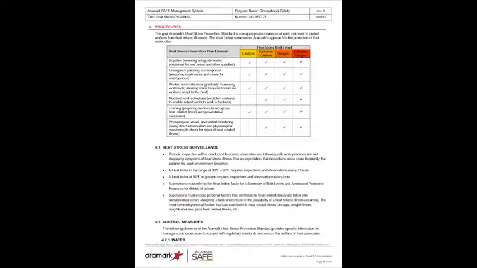Control measures. The following elements of the Aramark Heat Stress Prevention Standard provide specific information for managers and supervisors to comply with regulatory standards and ensure the welfare of their associates. Water. Next slide.